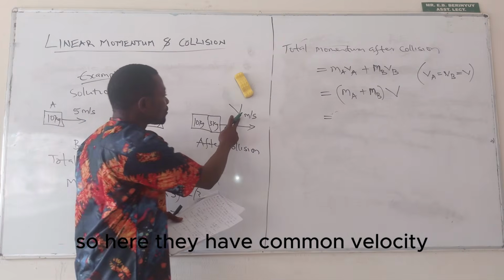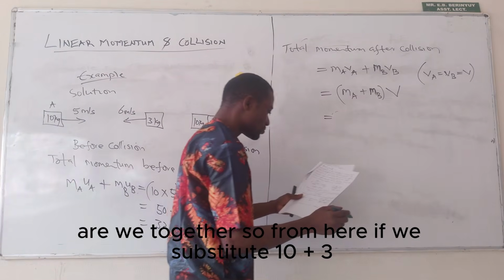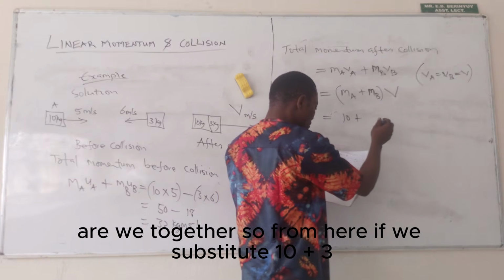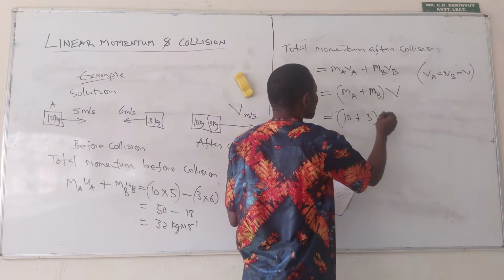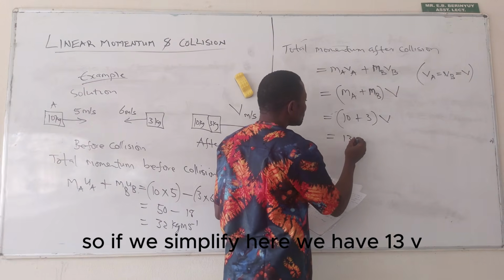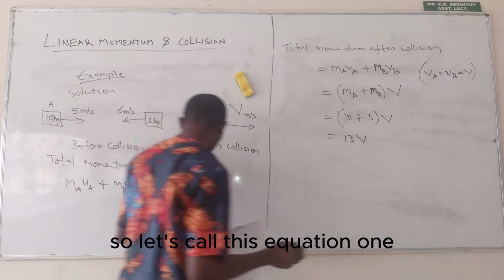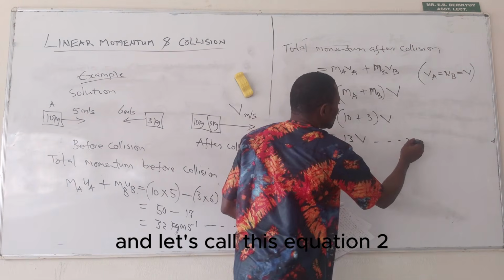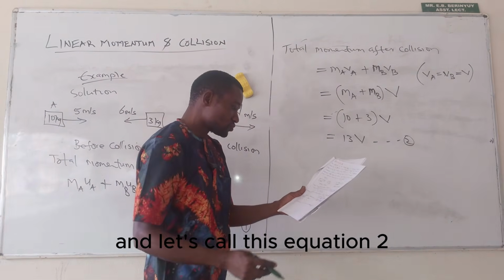So here they have common velocity. Are we together? So from here, if we substitute 10 plus 3, V. If we simplify here, we have 13V. So let's call this equation 1. And let's call this equation 2.